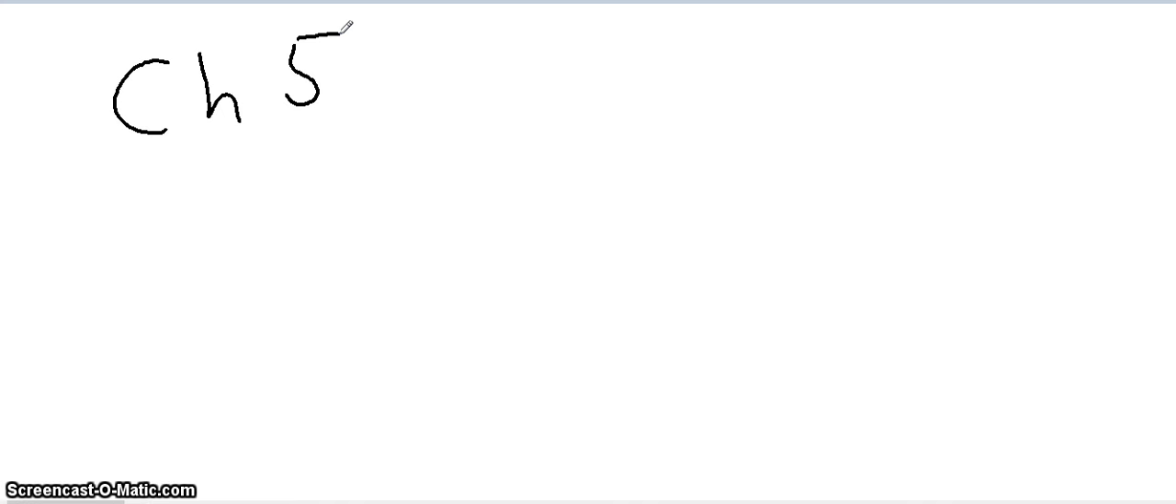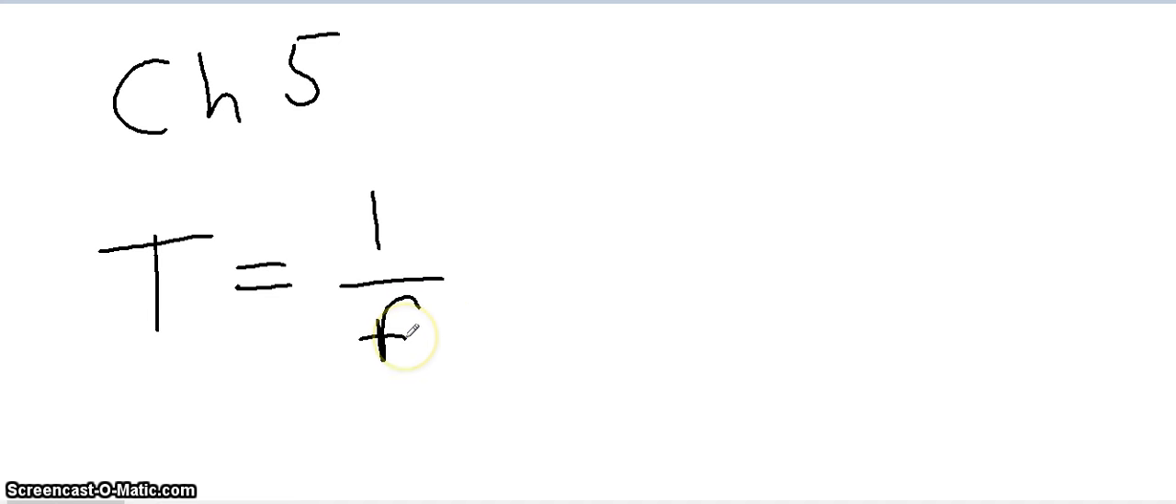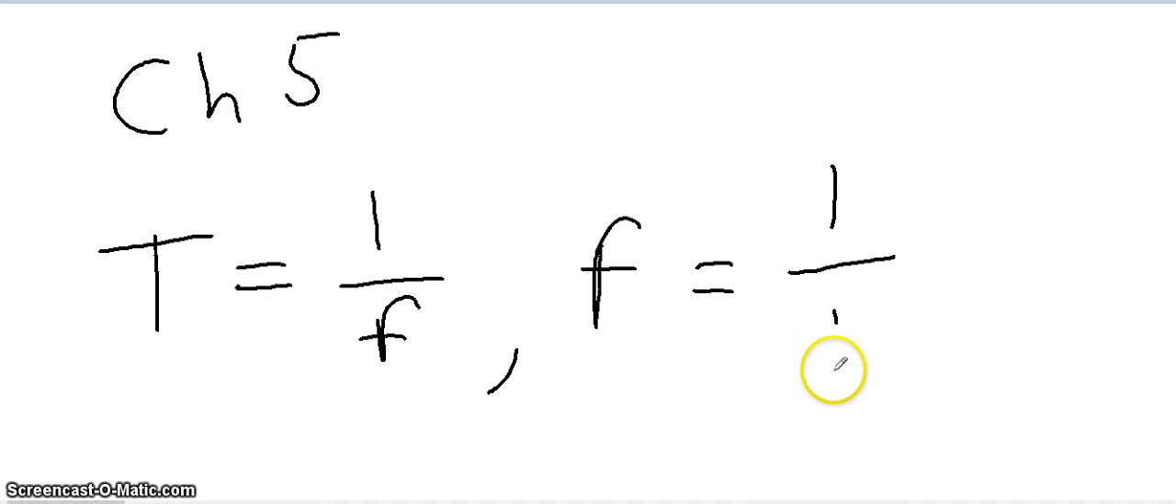It turns out that the period of a wave, we'll use capital T for period, is related to the inverse of the frequency. So 1 over the frequency. And of course, since that's true, the converse is true as well. The frequency is equal to 1 over the period of the wave.